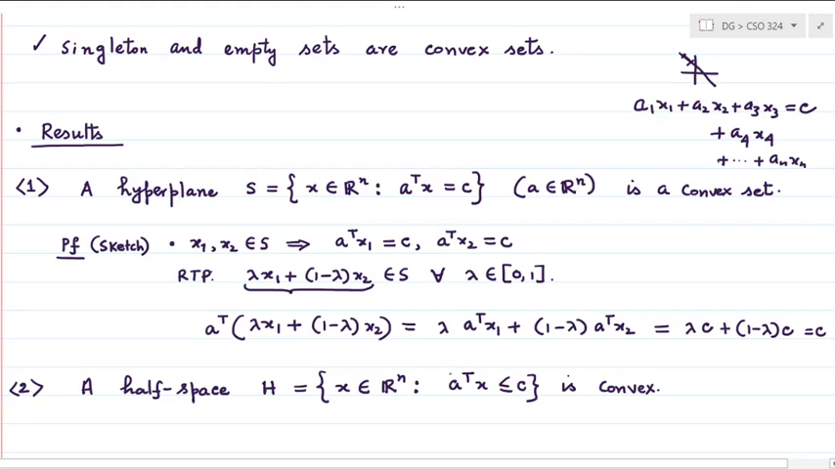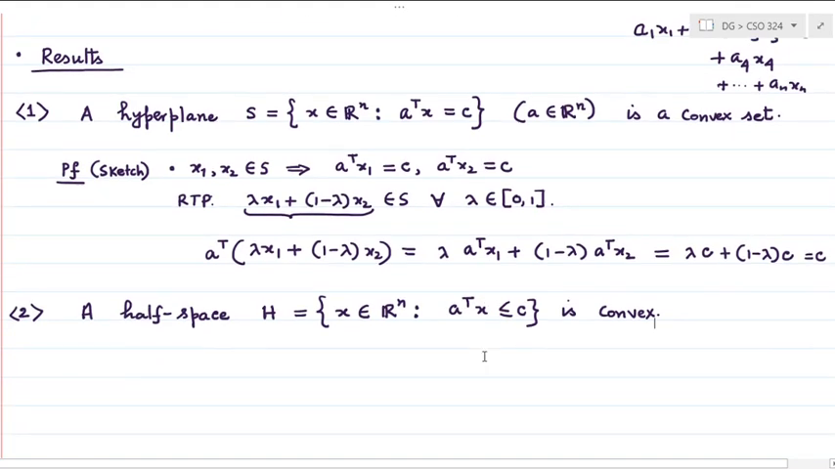Where A is a vector in the n-dimensional Euclidean space, and C is a scalar. C is a real number. And then next, the proof will be very similar here for part 2, for this result 2.